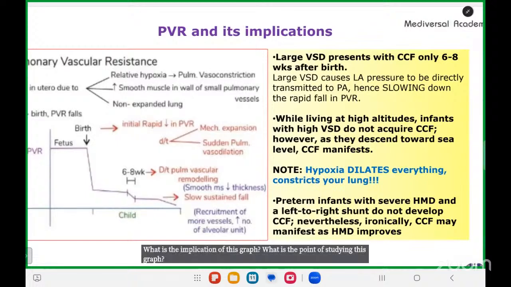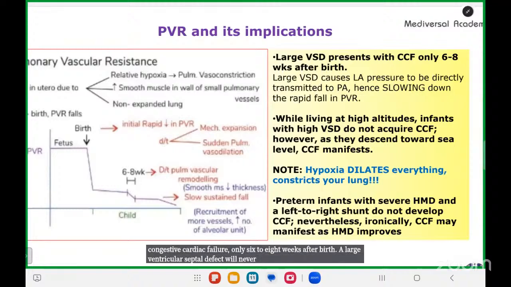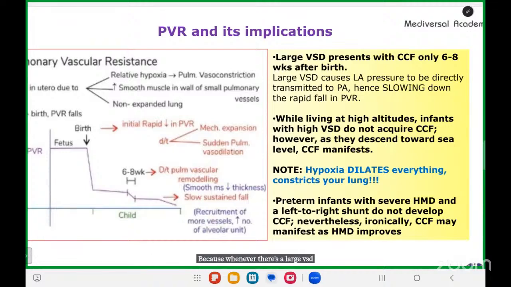So the first implication: a large VSD will present with congestive cardiac failure only 6 to 8 weeks after birth. A large ventricular septal defect will never present with cardiac failure right at birth. Why? Because normally, what happens? LA blood goes to LV and LV blood goes to the aorta.